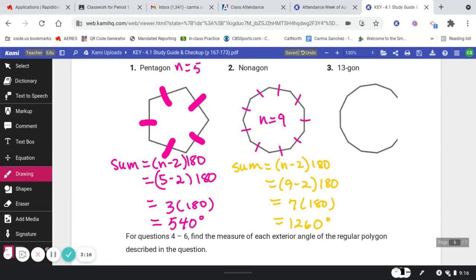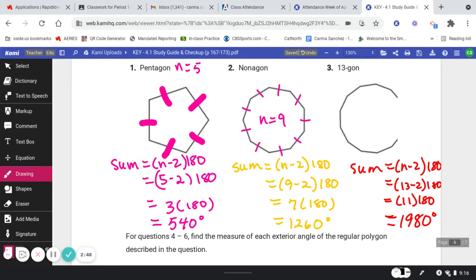Okay, 13-gon. That's 13 sides. Sometimes there's not another fancy name for it. It's just a 13-gon. So this time the sum is equal to 180 times n minus 2, same formula, and we're plugging in a 13. Grab your calculators. What is 11 times 180? And we get 1980 degrees. And again, that's the sum of the interior angles.